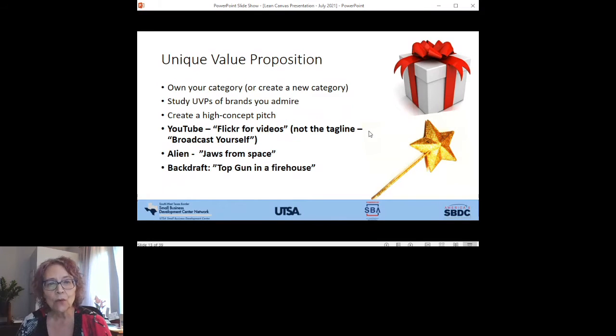If you can't own your own category, which is the ideal, then try to create a new category. A friend of mine once explained to me that our former president created a new category. He couldn't own the category of politician, but he could own the category of reality star politician or TV star politician or a different kind of politician. So create a new category if you can't own it.